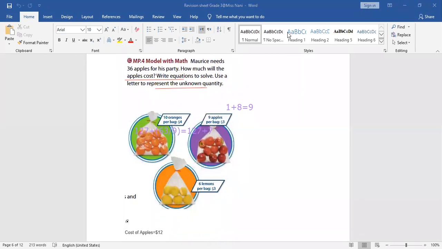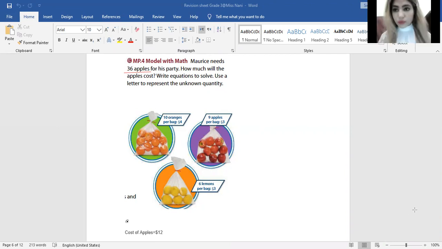He's telling me this is very easy. Maurice needs 36 apples. So we will go see how many apples Maurice needs. He needs 36 apples for his party. How much will the apples cost? Write equations to solve. Use a letter to represent the unknown quantity. So how many does he want? We will write first the 36. So let's write it here, 36 apples. That's what I want.